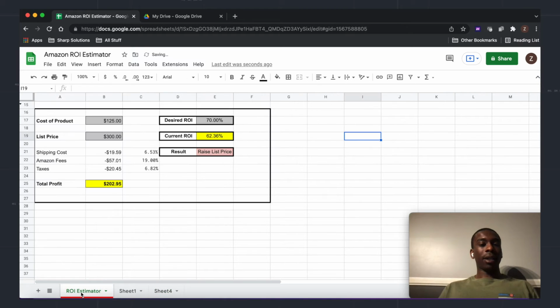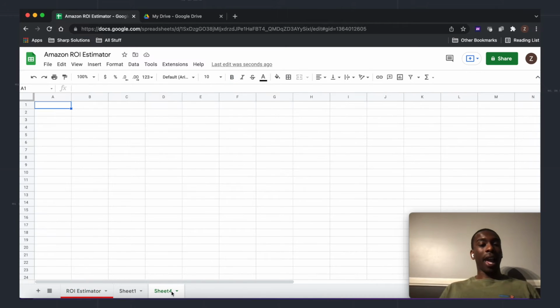I'm going to add in a sheet, and I'll come over here. So what I've got is a cost of product, a list price, all of the fees, and then the total profit. So I'll come over here and add spaces for those. First being the cost of product. Down here, we're going to have the listing price. And then all of our costs. And then lastly, total profit.